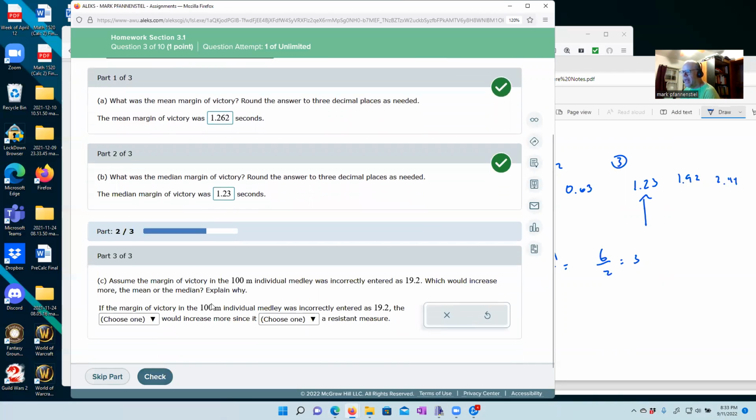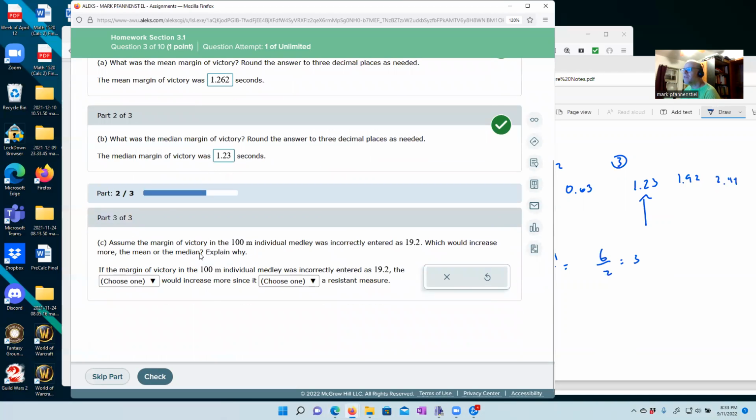All right, great. And then assume that the margin of victory for the 100 was incorrectly entered as 19.2. With the mean or median, what would happen? If we change this, instead of 1.92, to 19.2, that's going to yank the mean up by quite a bit. Notice he won the race by 1.92 seconds. All of a sudden he's winning by 19.2 seconds. I mean, did the other swimmer die of old age? What happened here? So it's going to yank that average way, way up.